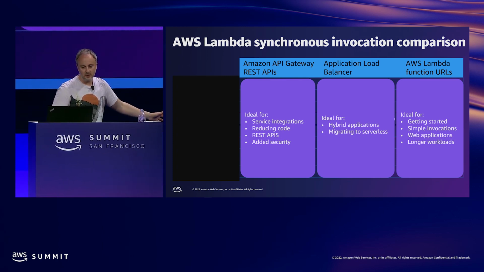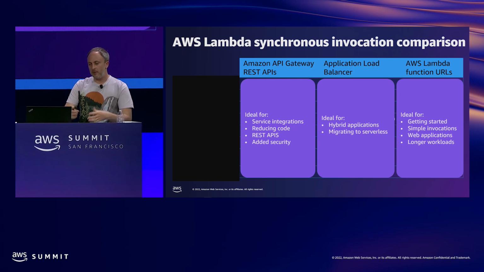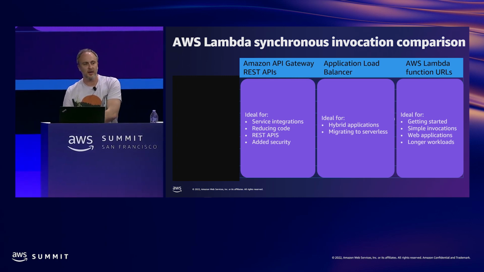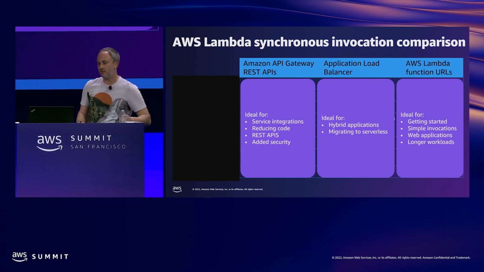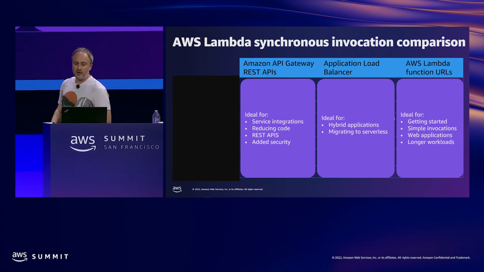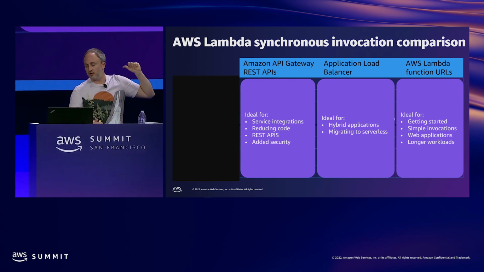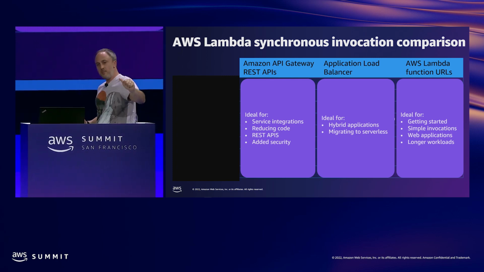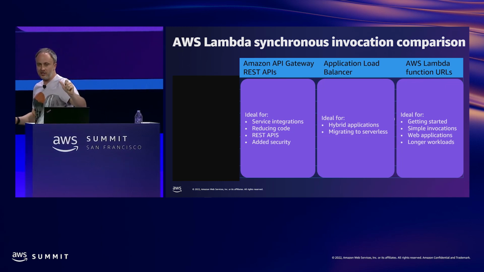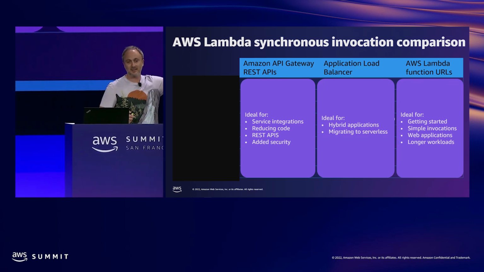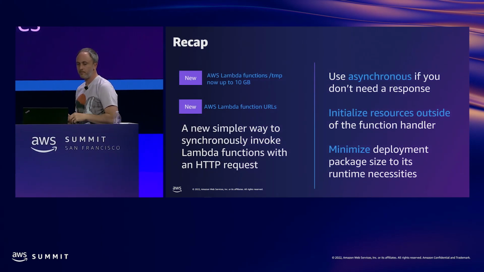Application Load Balancer, perfect for hybrid applications, applications that are already on EC2, already using ALB, where you need to migrate towards serverless. And then you have function URLs, great for getting started with Lambda, great for simple invocations of your Lambda functions, already seeing people use it for things like web applications and longer running workloads like machine learning inferencing, and free access to your business logic.